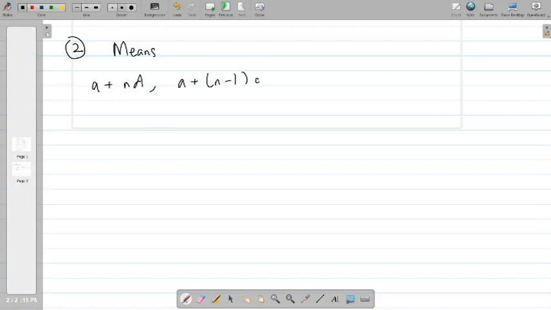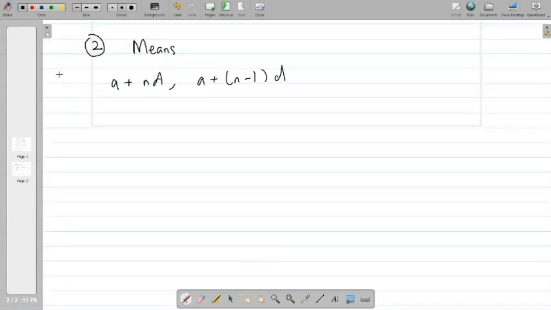Now, let's go to the second part. Actually, you know what? Before we get to the second part, let me talk about the means first, because I think the means will be quicker to explain. The means of an arithmetic and geometric progression basically just involve the mean of 2 terms. So for example, if I had a plus nd and a plus n minus 1d, so just any 2 consecutive terms in an AP, I want to know what's the mean of these 2 terms. The mean is essentially just the average.